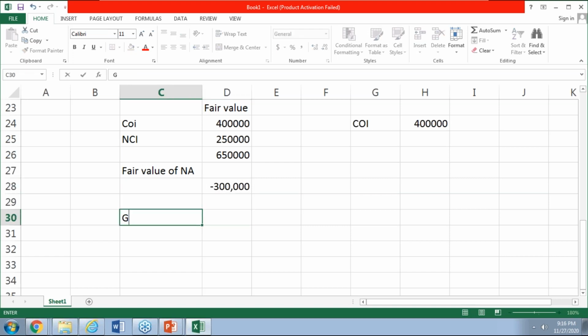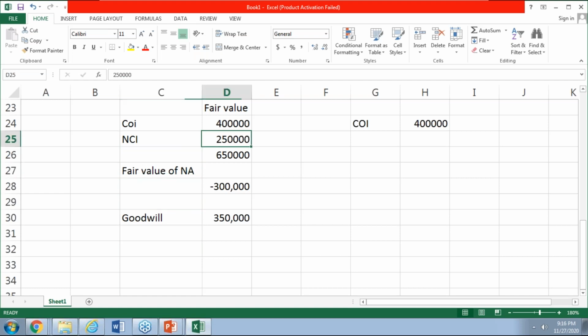Then the goodwill will be this amount plus this amount. So my goodwill is 3,50,000. So how have we measured the NCI?